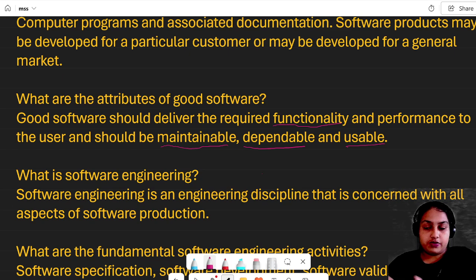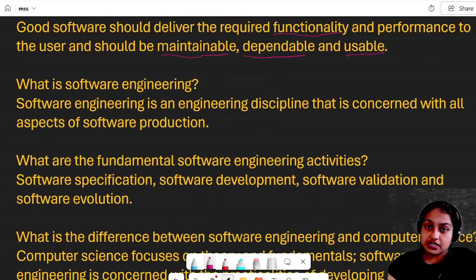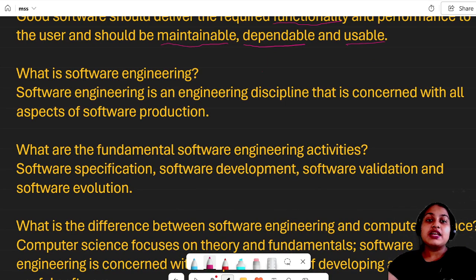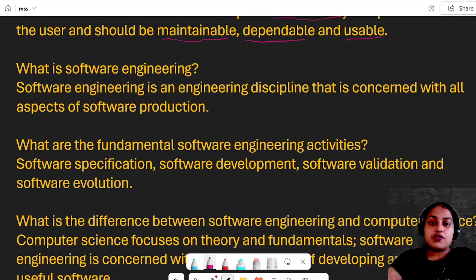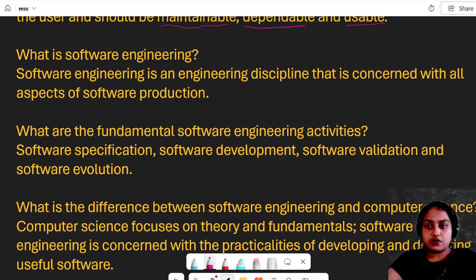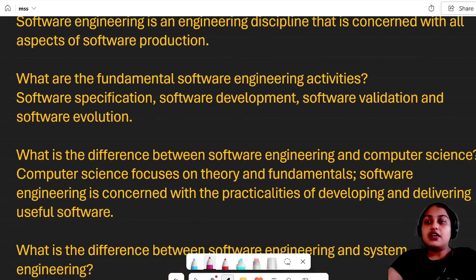Now we have learned what software is. Now, what is software engineering? Software engineering is an engineering discipline that is concerned with all aspects of software production. So anything that is related to software production is related to software engineering. Now, what are the fundamental software engineering activities?